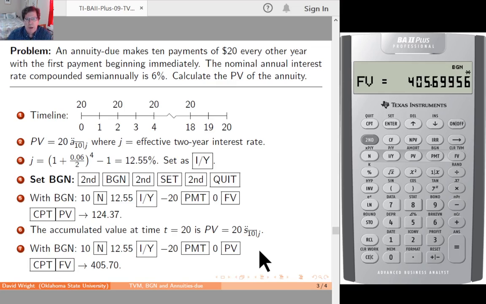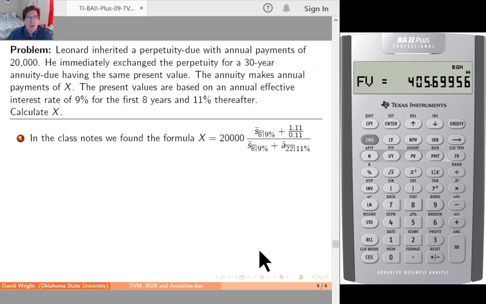Let's do one more problem. So Leonard has inherited a perpetuity due with annual payments of $20,000. He immediately exchanged the perpetuity for a 30-year annuity due. So instead of taking payments forever, he wanted payments just for 30 years. He might anticipate that he doesn't live beyond 30 years.